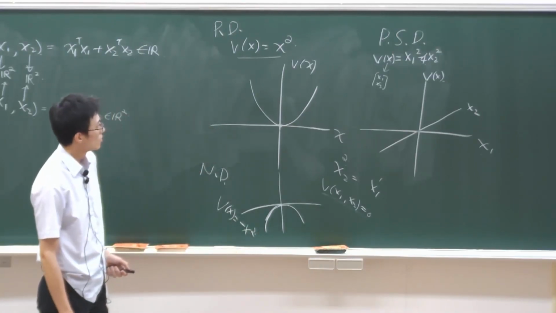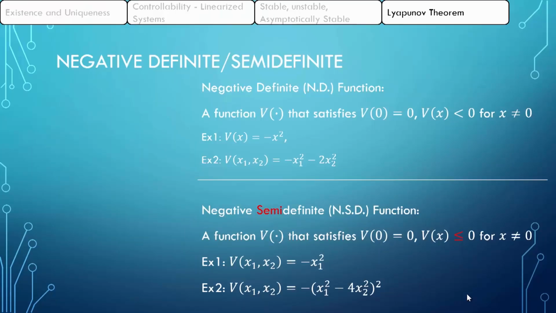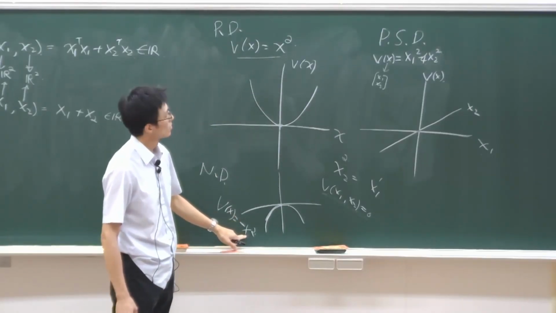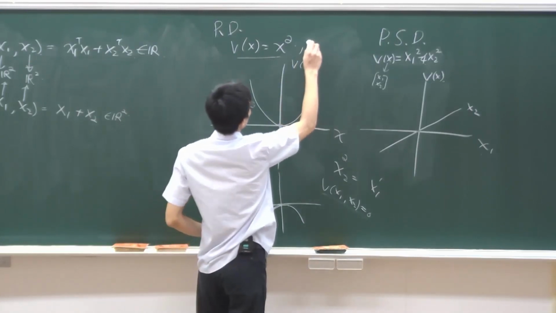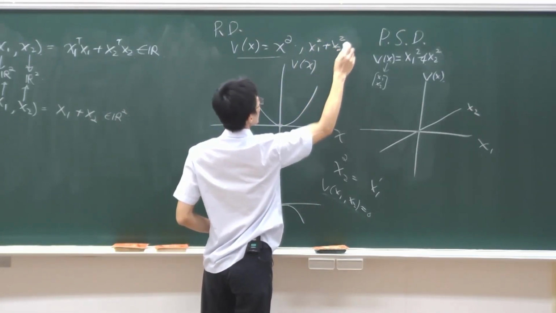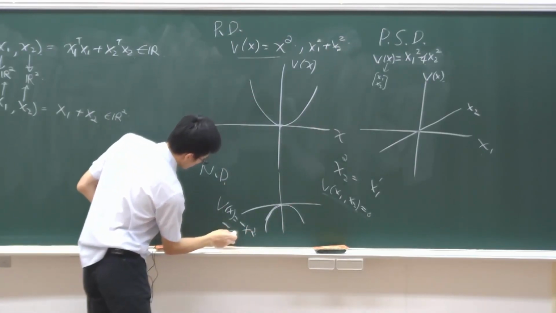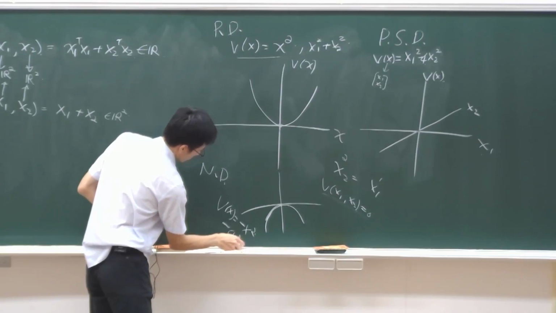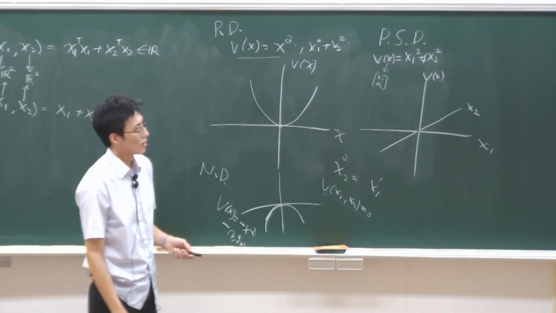Okay, with minus, you just add one more minus. Here is x squared minus x squared. And these functions could also be PD, right? And if you add minus in front of this x1 plus x2, it will be negative definite.